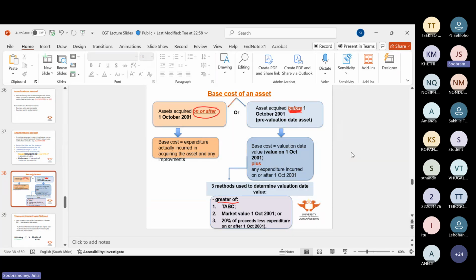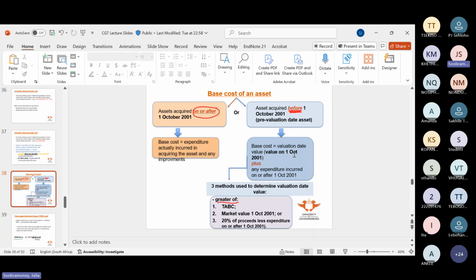Once you have determined the base cost on 1 October 2001, then you're going to ask yourself, was there any improvement to this asset after 1 October 2001?